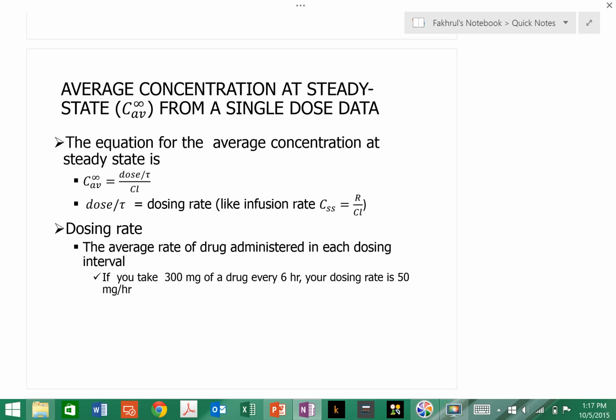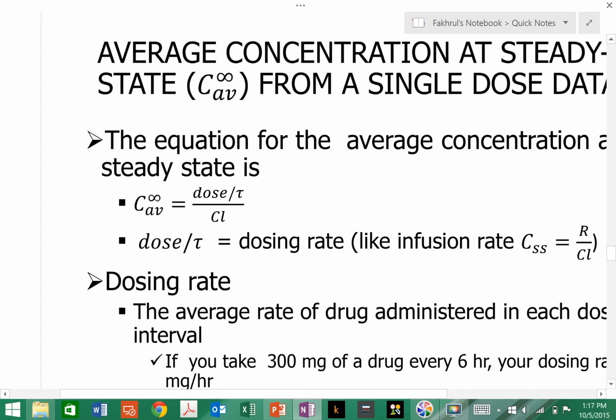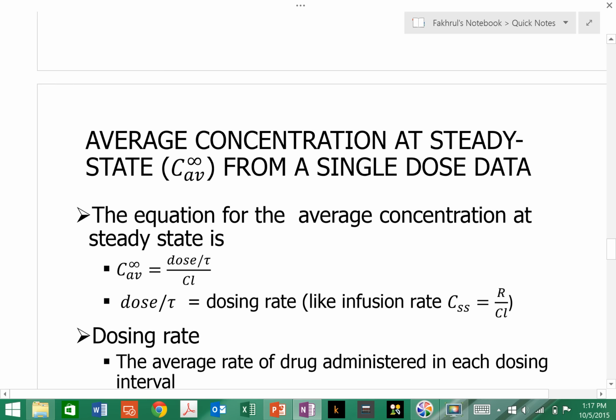And the equation for the average concentration. You see, this average concentration is different from steady state concentration. If you say CSS, we can calculate how? That R is equal to CSS times CL. Here, this R and dosing interval are the same.